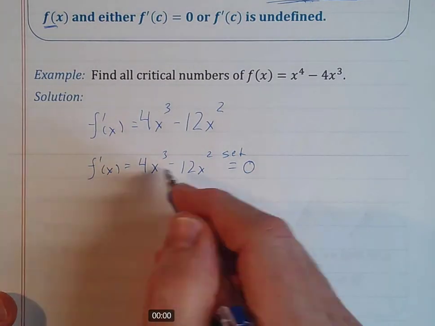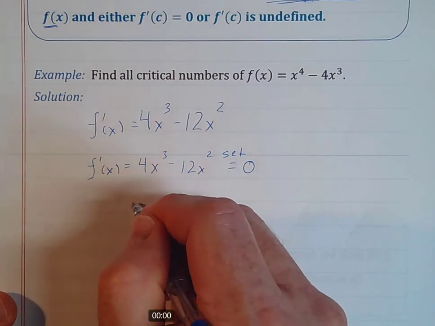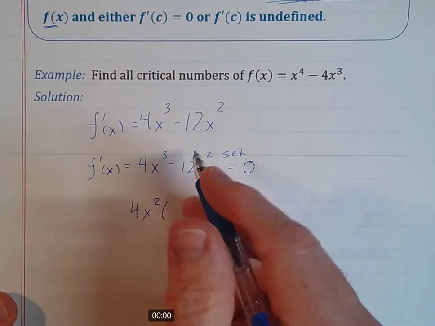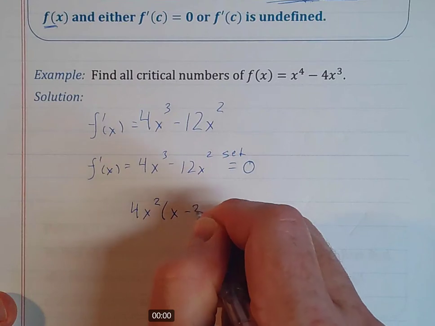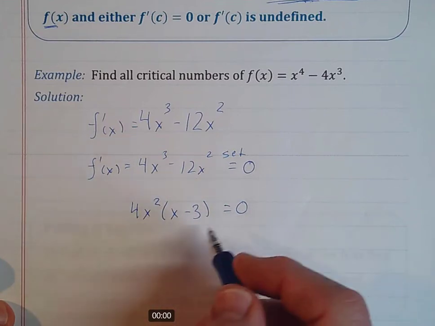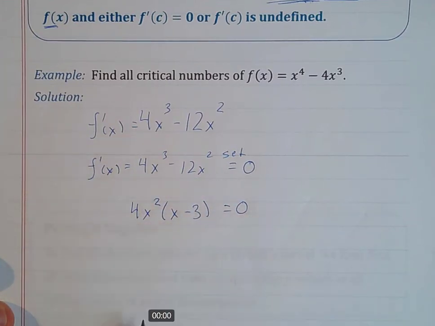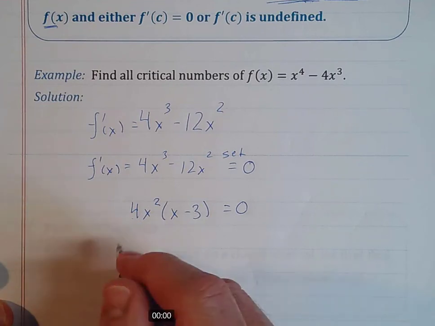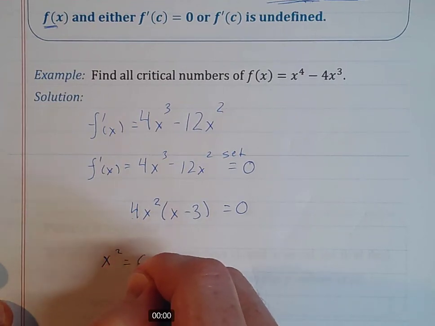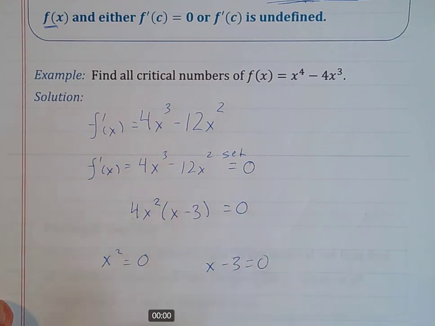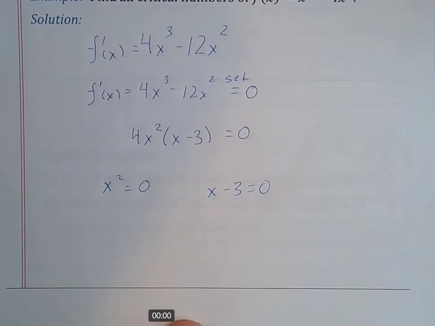Well, we know how to do this. It's not too complicated here. If I factor out a 4x squared, I would be left with x minus 3 in here. That equals 0. And so I'm going to set each one of these factors equal to 0. If I set 4 equal to 0, I don't get anything from that. If I set x squared equal to 0, I should be able to get a solution from there. And if I set x minus 3 equal to 0, I should be able to get a solution there.